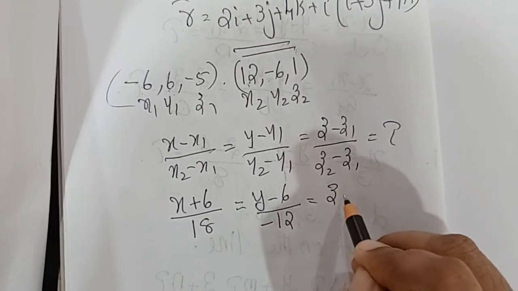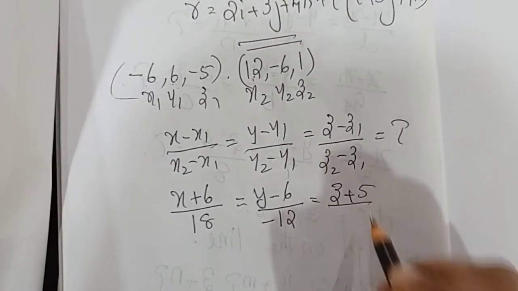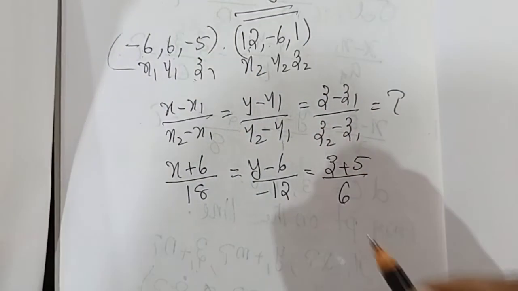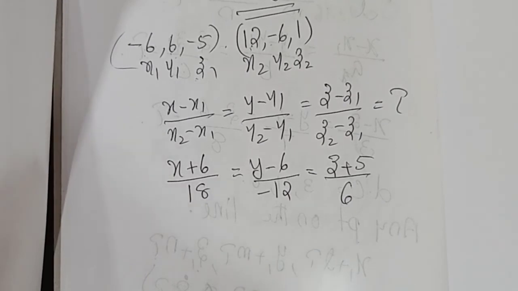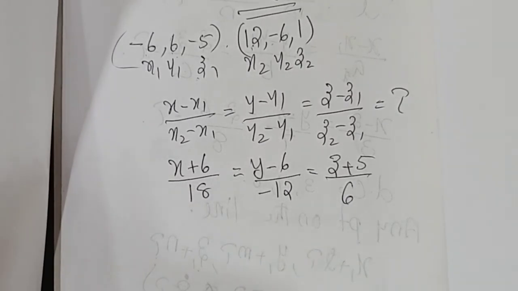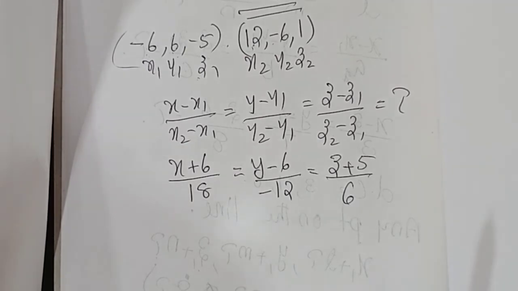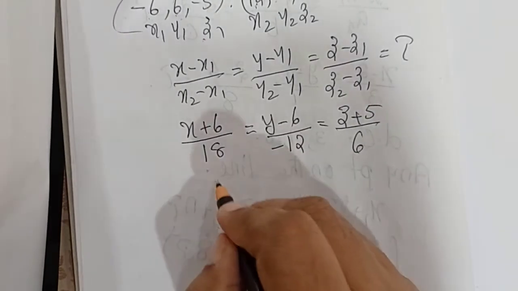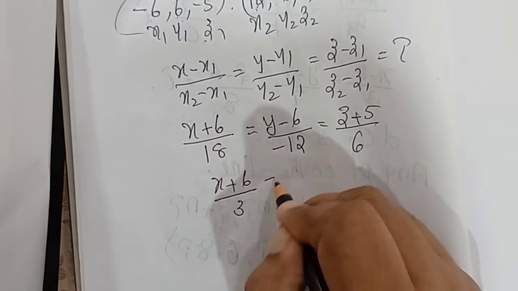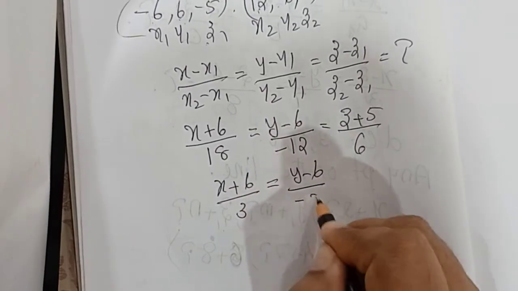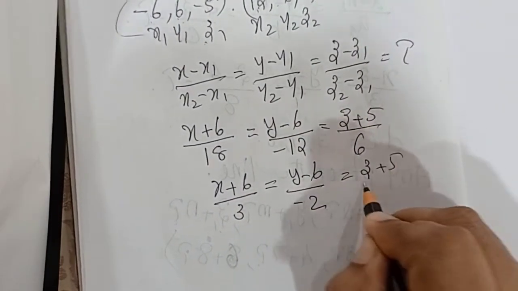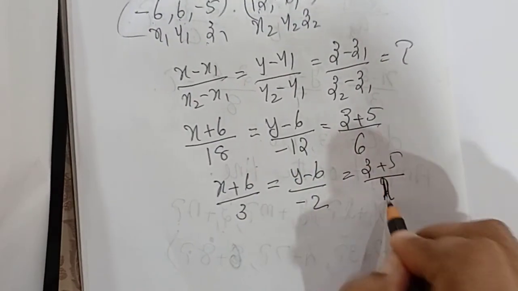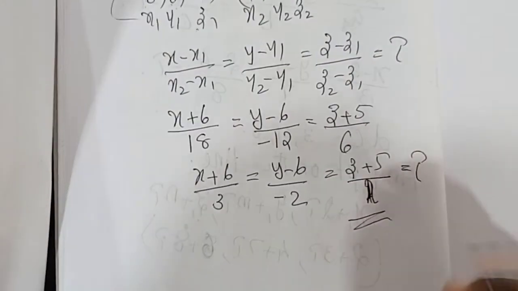Equal to z minus minus means z plus 5 by 1 minus minus 5, that is 6. Check the answer. (x plus 6)/18 equal to (y minus 6)/(minus 12) equal to (z plus 5)/6. Here we know that 6 is common. (x plus 6)/3 equal to (y minus 6)/(minus 2) equal to (z plus 5)/1 equal to lambda.